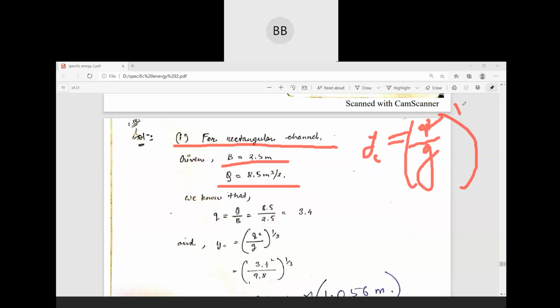To find the YC, first we need to find the small q, and small q is nothing but discharge per unit width of the channel. Discharge is given, and width of the channel is also given. So that small q you can easily find out. Once you find the small q, then you can easily find the YC value.